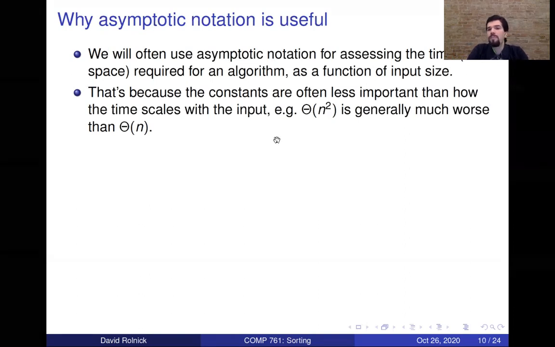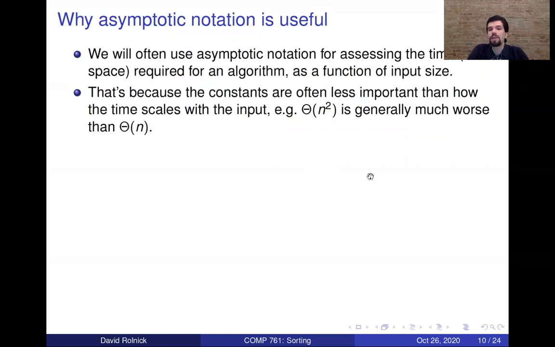For example, theta of n squared is generally going to be much worse than theta of n for reasonably large input. That may not always be true. Sometimes the constants involved will matter: asymptotically it will be better or worse, but for small n, the constant is sometimes going to be much bigger. Generally, this is much worse.